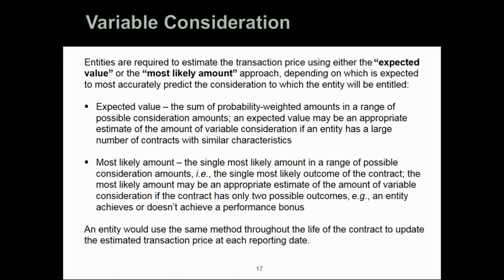Contrast that with the most likely amount. That's sort of a yes or no type of answer. It's the single most likely amount. If we're going to earn the bonus or we're not going to earn the bonus, rather than a range of potential outcomes, that's a yes or no question, and the most likely amount would be based on the point estimate, the answer to the yes or no question.